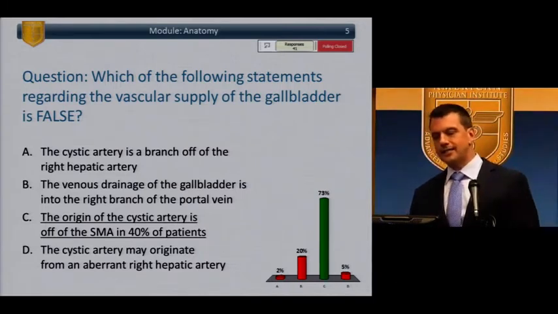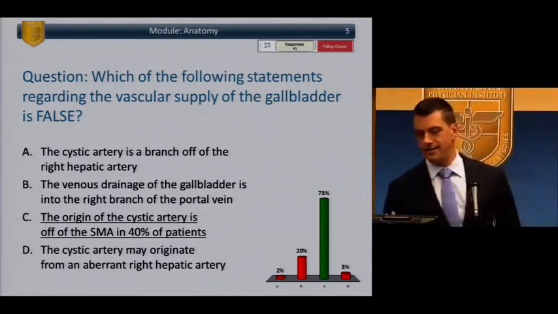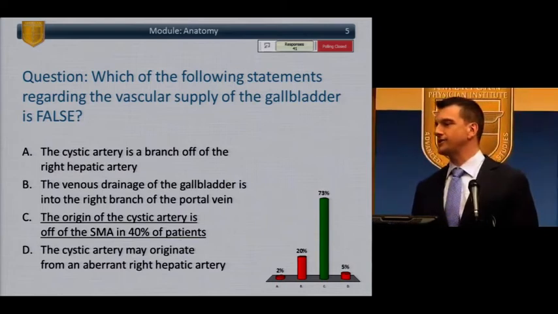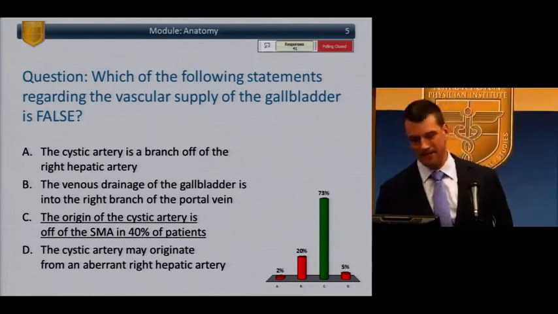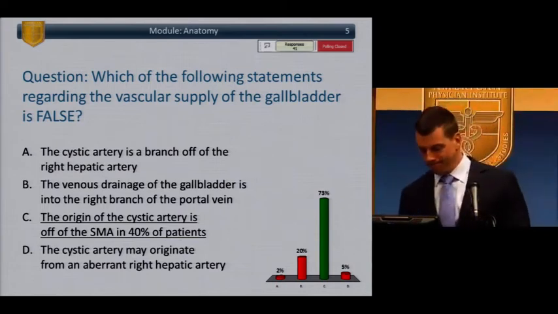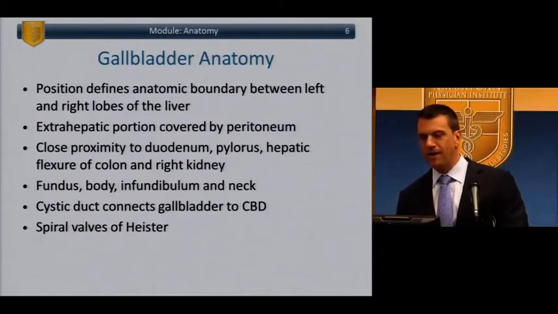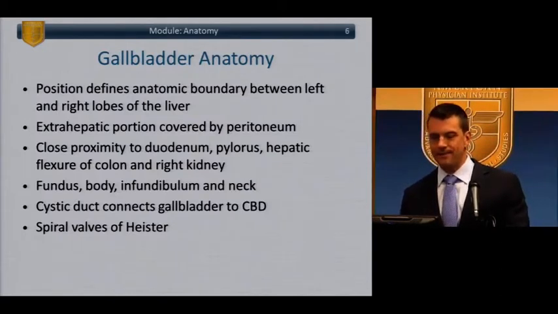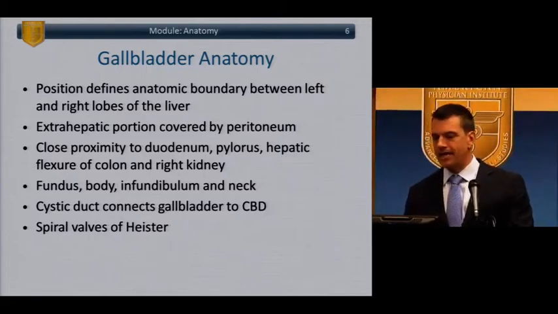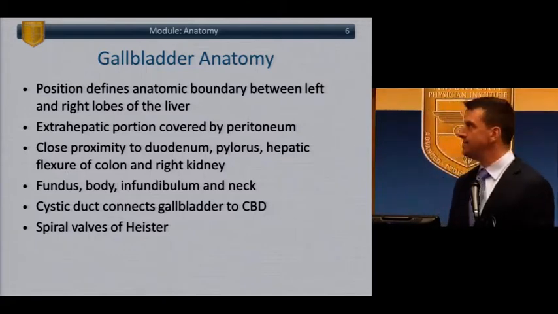That's right. The cystic artery is a branch of the right hepatic artery, and it's only about 20% that are anomalous and can come off the SMA. So, gallbladder anatomy: the position defines the basic anatomic boundary between the left and the right lobes of the liver. The extrahepatic portion is covered by peritoneum.